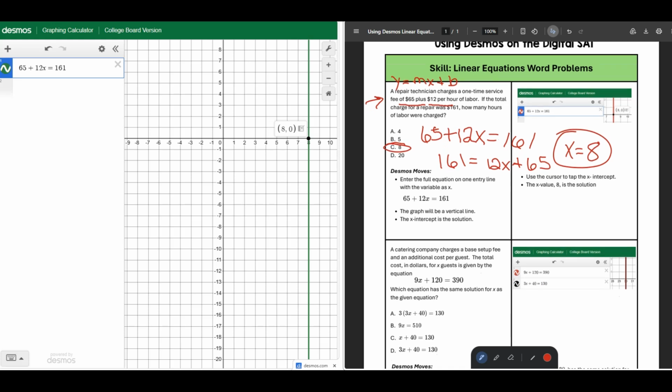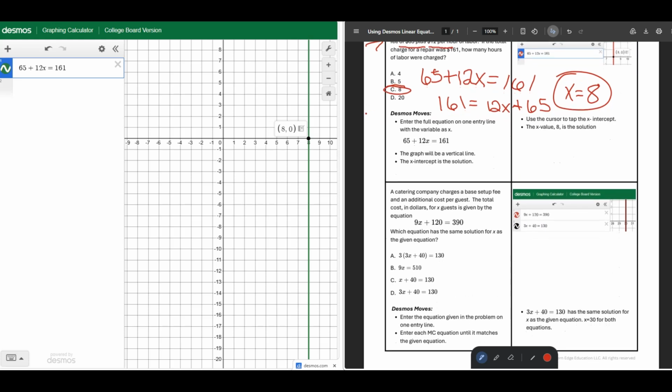All right, let's go to the next one. A catering company charges a base setup fee and an additional cost per guest. The total cost in dollars for x guests is given by the equation 9x plus 120 is equal to 390.